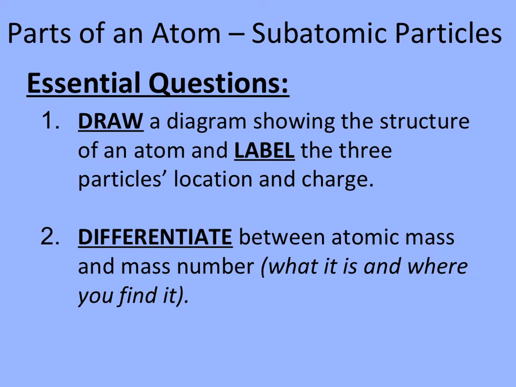So going back to our essential questions, we need to be able to draw a diagram showing the structure of an atom and be able to label the particles, location, and charge. We also need to be able to differentiate between atomic mass and the mass number, so what it is and where you find it. Can you do that? If you can't, you might have to go back and relook at some of these problems again.